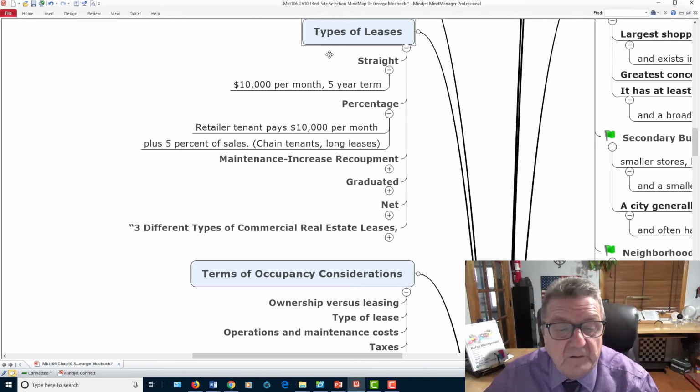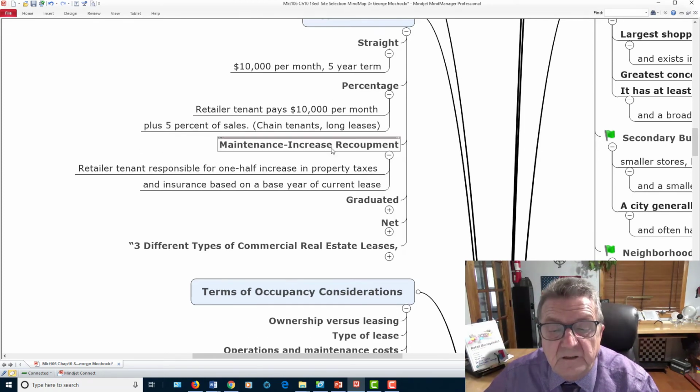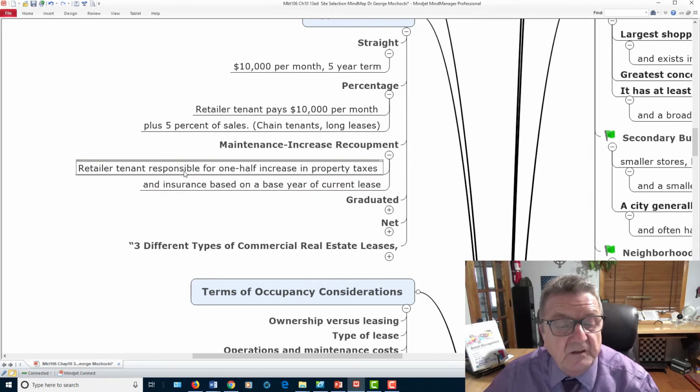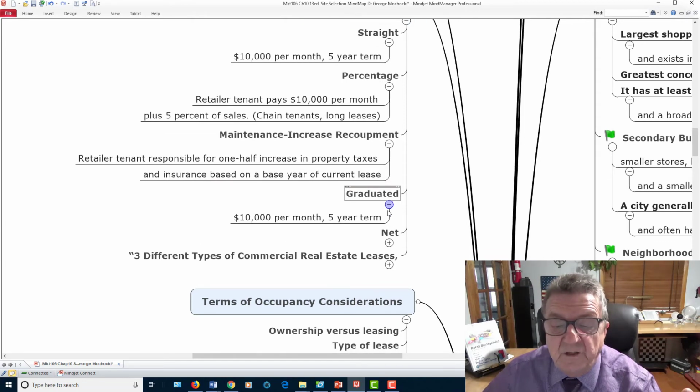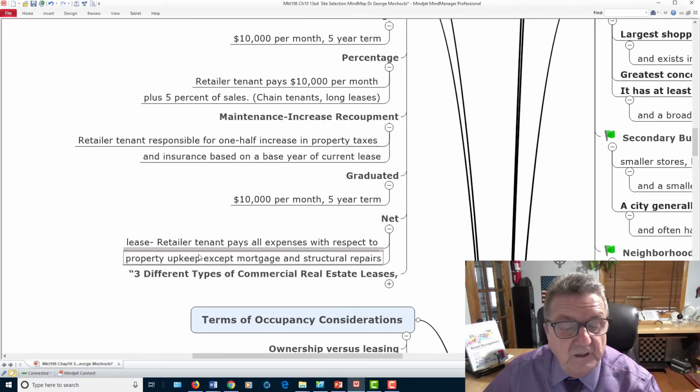Okay, and then we've got maintenance and recoupment, where the retailer or tenant is responsible for half the increase in property taxes and insurance based on the year of the current lease. Then the graduated lease is $10,000 per month for a 5 year term, and then it basically goes up as needed.